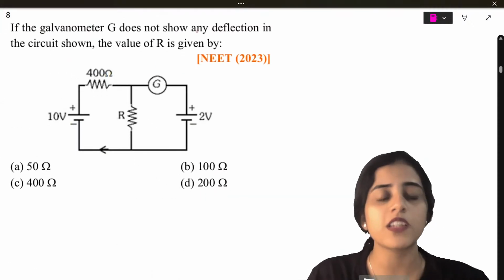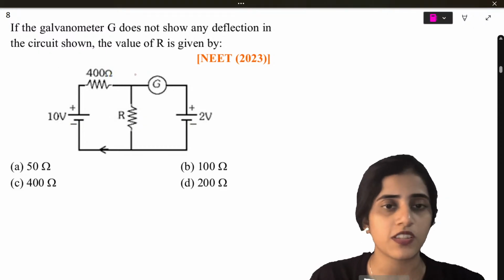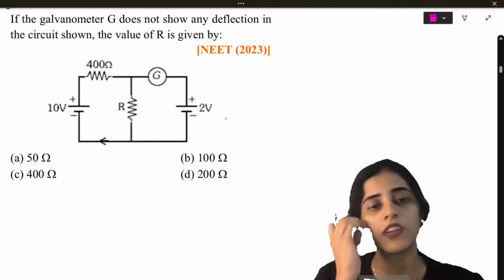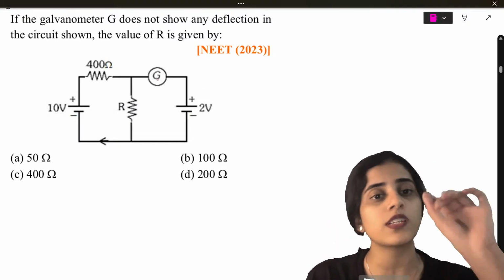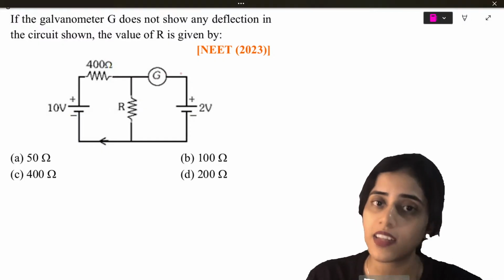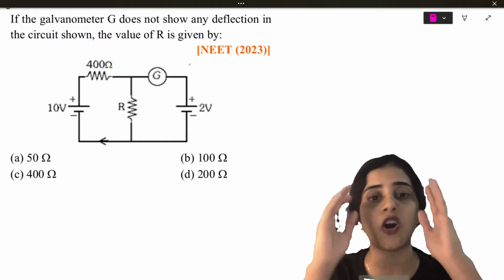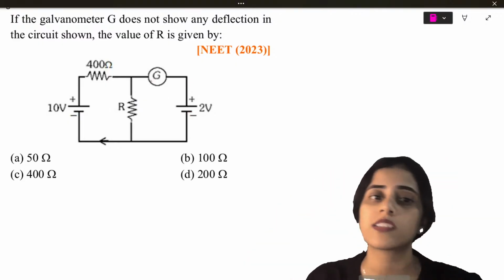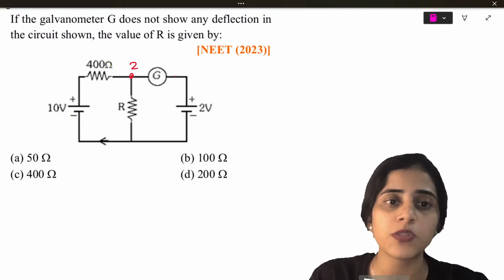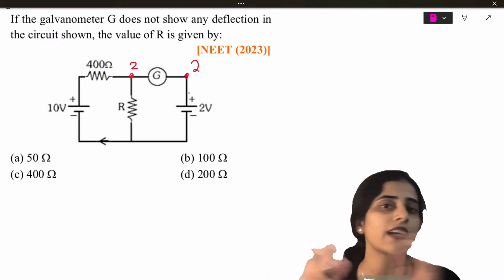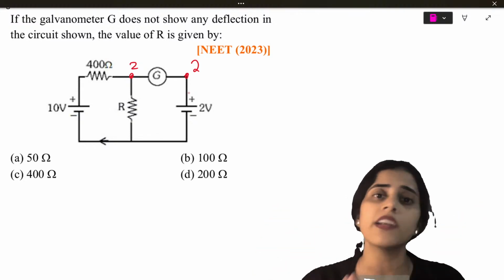If the galvanometer G does not show any deflection in the circuit, the value of R is given by. Quickly. How will we do this? First thing given to you is the galvanometer G does not show any deflection. That means the potential on either of its ends is the same. It is connected to a 2-volt supply, so it's going to be 2 volts here and here. Because it's 2 volts on both sides, the galvanometer is not going to show any deflection.